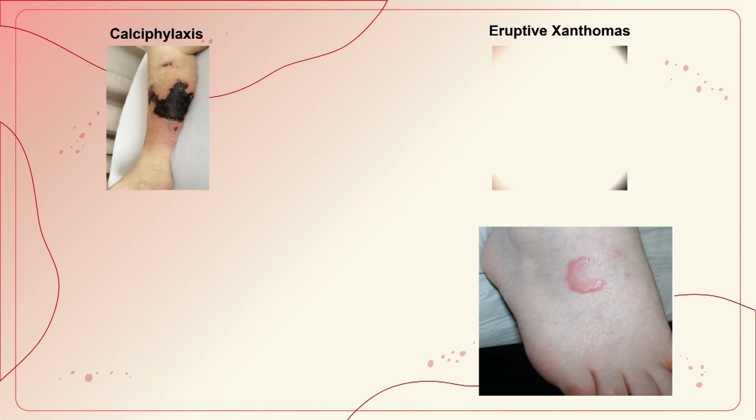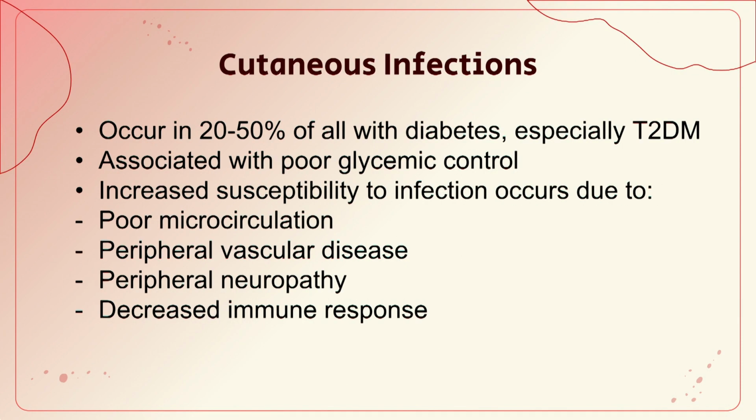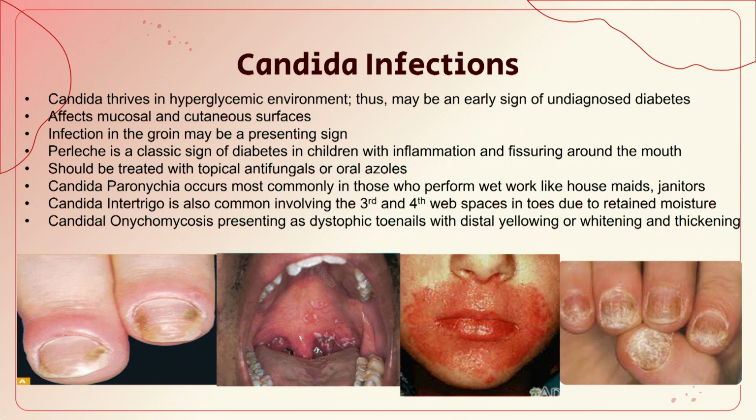Some of the other common conditions that we see with diabetes are as follows, and I'm not going into the details because these are not as commonly seen, but the commonest are cutaneous infections. I'll finish in a minute. We all know why, because of poor glycemic control and poor microcirculation, peripheral vascular disease or neuropathy, and even the decreased immune response.